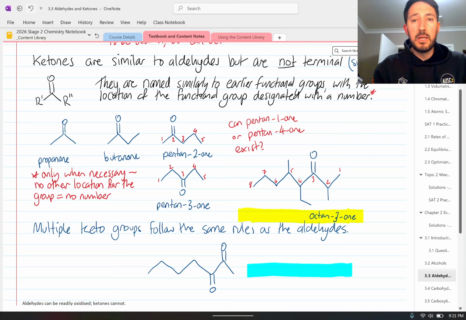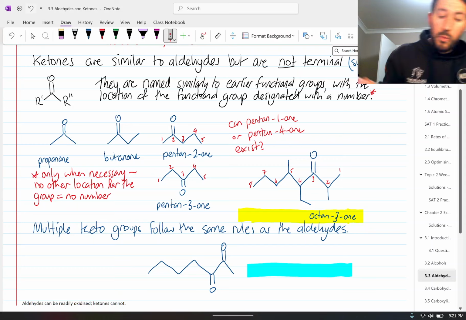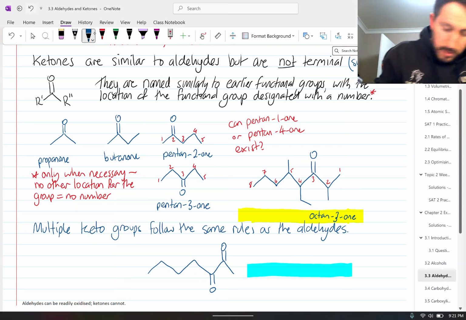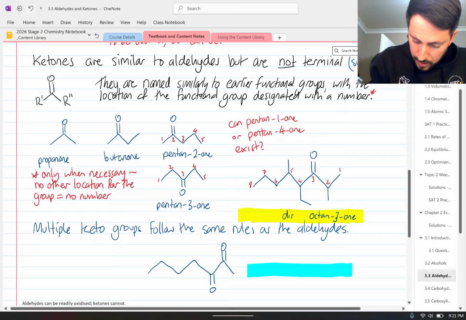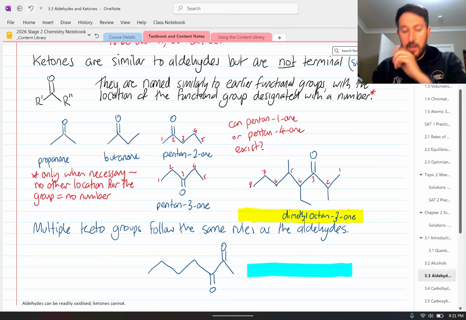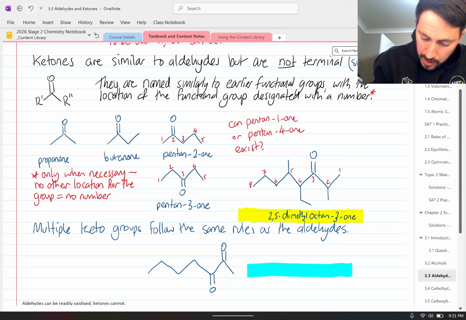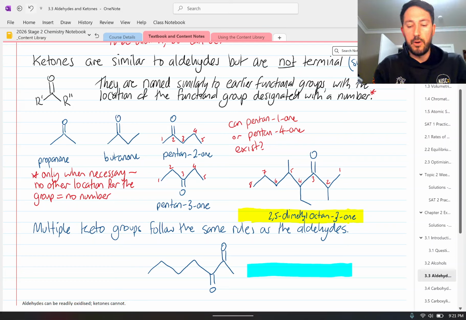Now, when it comes to naming, we name alphabetically, so we'll put an ethyl group before the methyl group. But as I'm writing this name from right to left, I'm going to write the methyl groups first. Because there are 2 methyl groups, we're going to say dimethyl. So it is dimethyl octane 3-one, but if I ever say dimethyl, I have to say exactly which carbons those are on. So we go 2 and 5 dimethyl octane 3-one.